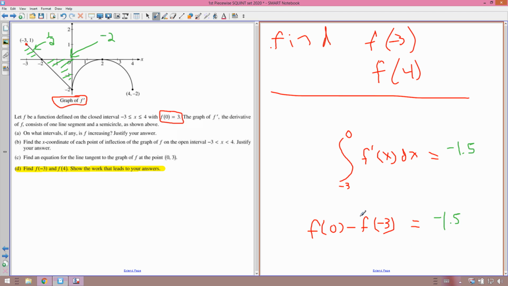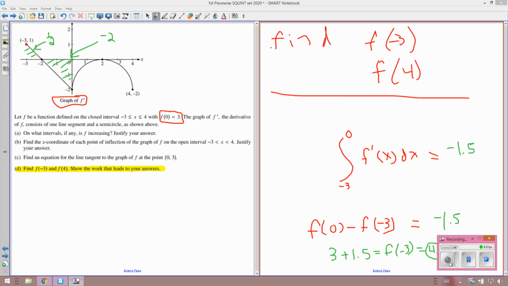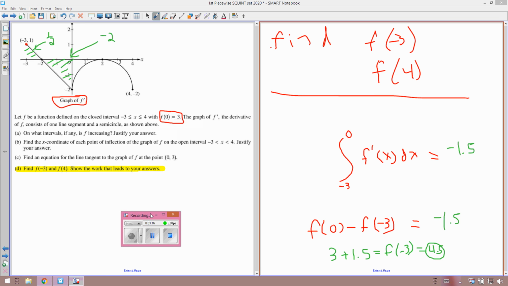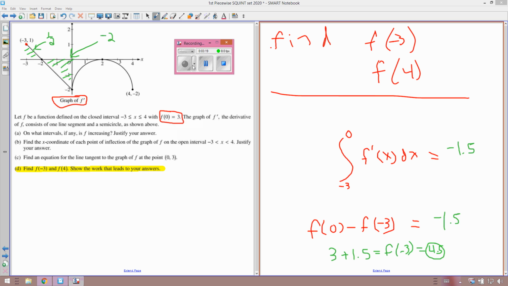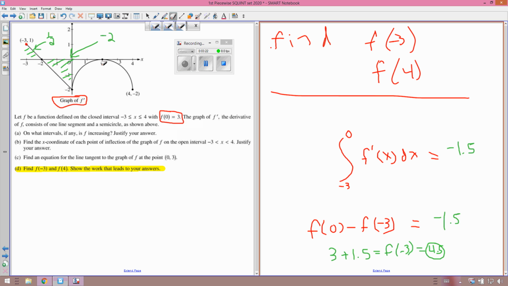And now to get f of negative 3, we just want to rearrange this equation. We know what f of 0 is. It's 3. So 3 plus 1.5 by just simple algebra would be f of negative 3. So that would be equal to 4.5. So that process is super important. We need to kind of understand that. That's pretty much what I'm trying to get at with this whole entire thing. So let's think about this one more time.